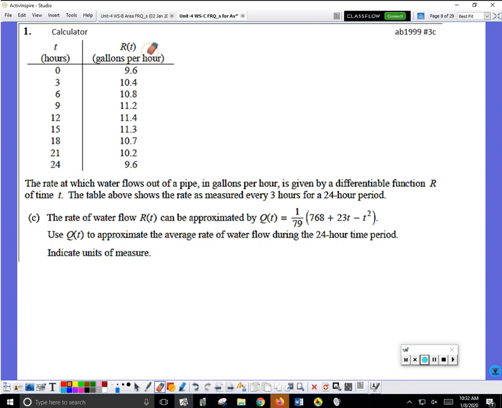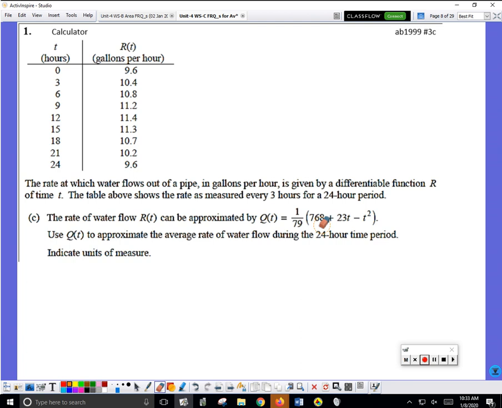They'll give a table. The table shows values of R. They tell you R is a rate. Then they say we could also approximate R with this equation. So basically, they're telling you R and Q are the same thing. One small difference: R is measured. They took the pipe and at hour 3, they measured how fast the water is flowing and wrote it down. Once they had the table, they handed this to a mathematician or engineer, and the engineer created an equation that pretty much produces this table. If you put this in your calculator and make a table, your table won't be an exact copy, but pretty close. So that's why these are basically the same thing.